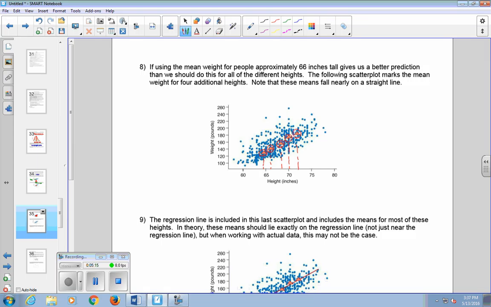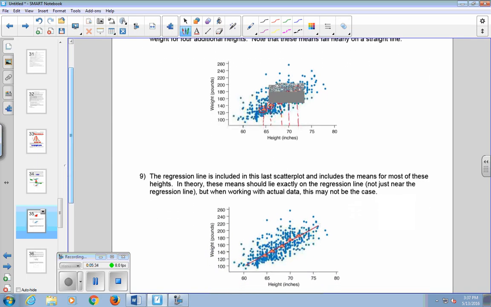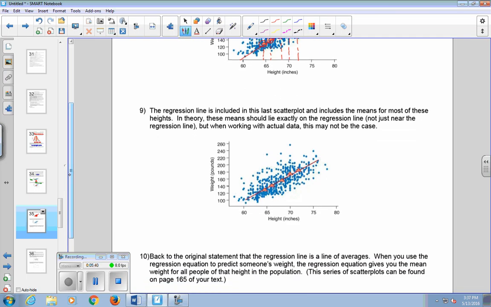Okay. The regression line, this is number 9, is included in this last scatter plot and includes the means for most of these heights. In theory, these means should lie exactly on the regression line, not just near the regression line. When working with actual data, this may not be the case though. Okay, so again, the previous scatter plot looks like those means all fall almost on a straight line. And it turns out they're also very, very close to this regression line. So here's our regression line. And this is what we mean by a line of means or line of averages.